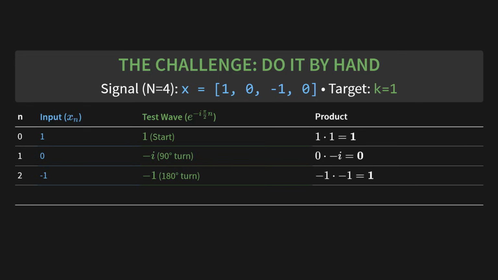Then, n equals 2. Our input signal is negative 1. The test wave makes another 90-degree turn, so it's now at 180 degrees, which is the value negative 1. The product? Negative 1 times negative 1 is positive 1. Last step, n equals 3. The input signal is 0 again, so we don't even need to calculate the test wave. The product is 0. Now for the final step of the formula, the sum, we just add up that last column. 1 plus 0 plus 1 plus 0 equals 2. Our final score is x sub 1 equals 2 plus 0j.